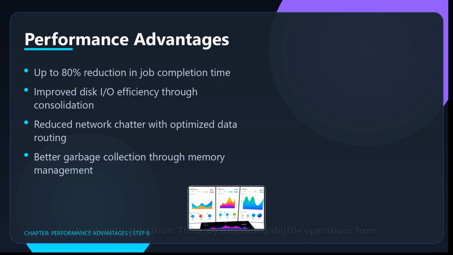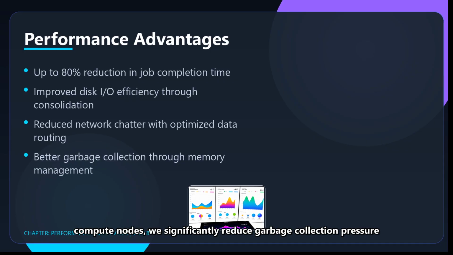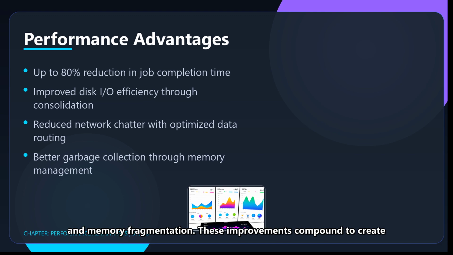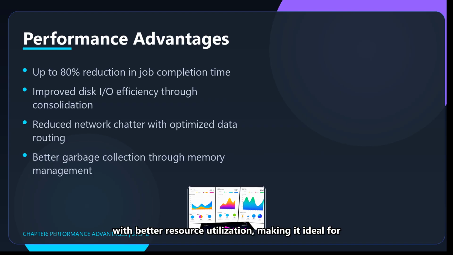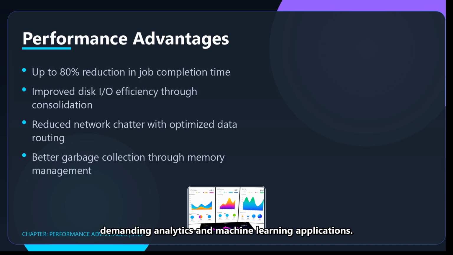Third, by offloading shuffle operations from compute nodes, we significantly reduce garbage collection pressure and memory fragmentation. These improvements compound to create a system that can handle much larger workloads with better resource utilization, making it ideal for demanding analytics and machine learning applications.